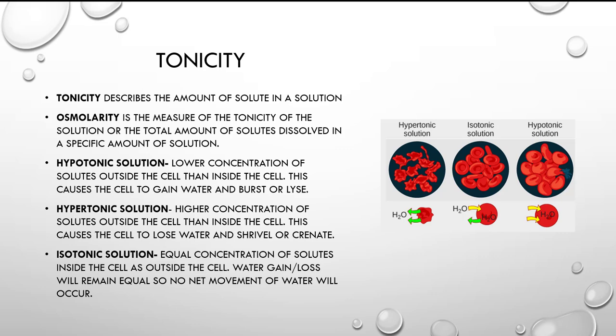So what happens to the cell when it's in a hypotonic solution? Now there's less solute outside the cell than inside the cell. So there's more water outside the cell than inside the cell. Because there's more water outside the cell than inside the cell, the water is going to want to move into the cell. Because remember, water moves from high concentration to low concentration. So here again is an example. So we place that cell into a beaker of hypotonic solution.